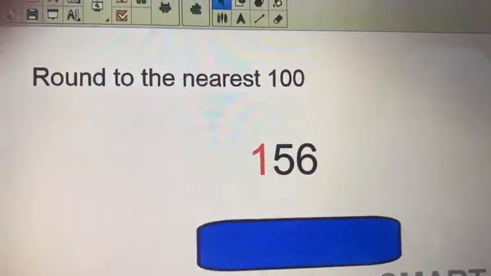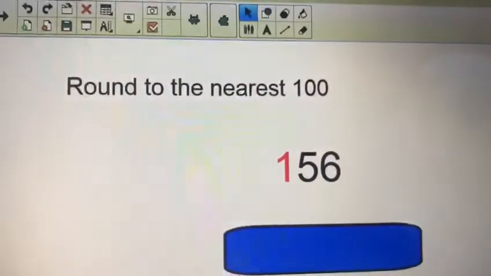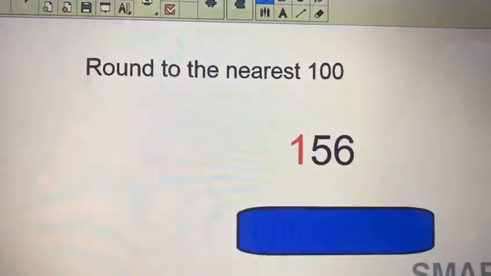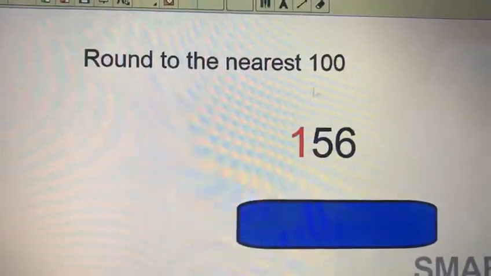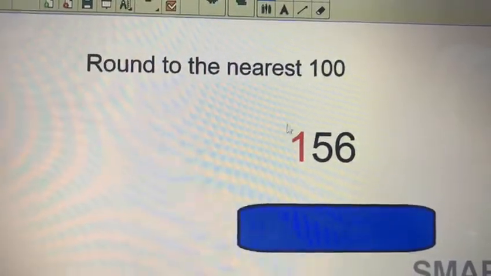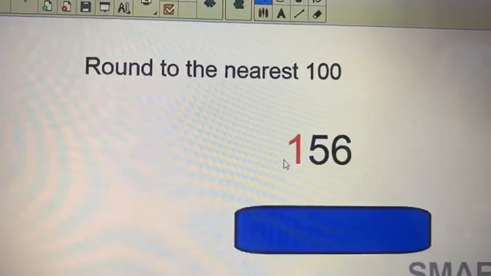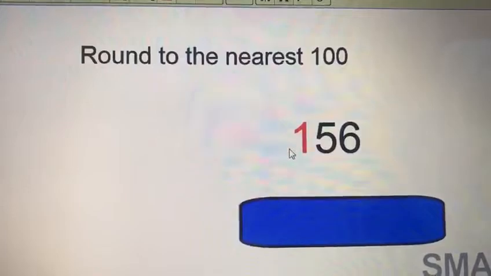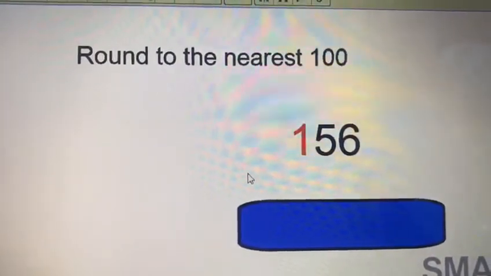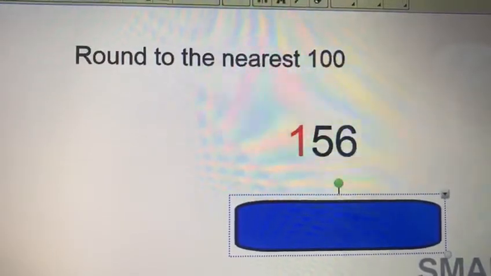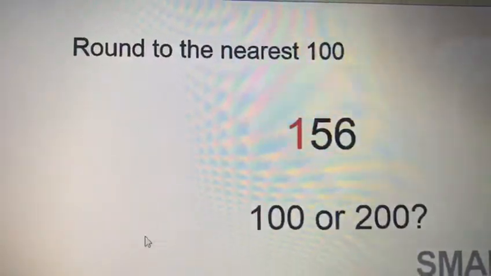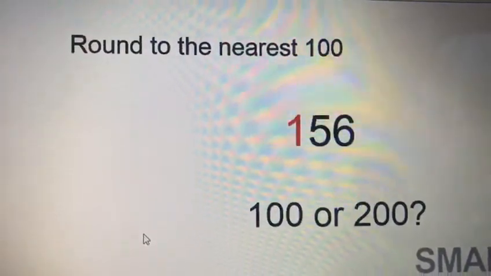So now let's round this number to the nearest 100. Which digit over here represents the hundreds? It is 1 over here. So 100. What is it sandwiched in between which two hundreds? Have a think. Is it 100 or 200?